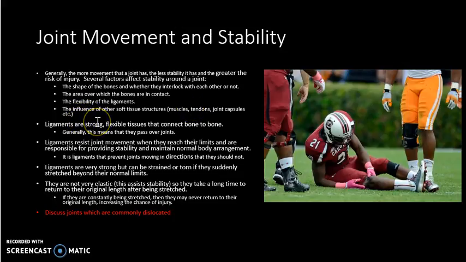Ligaments are to be remembered as being the joiners between bone and other bone. All right, so that means they generally have to pass over joints. So if we think of a knee joint, we'll have one ligament running from the femur all the way down to the tibia.